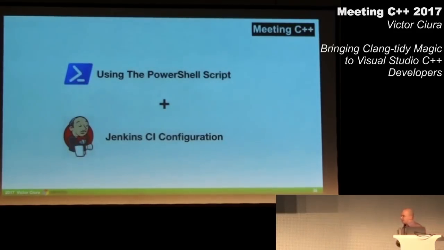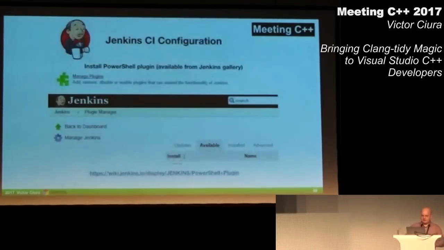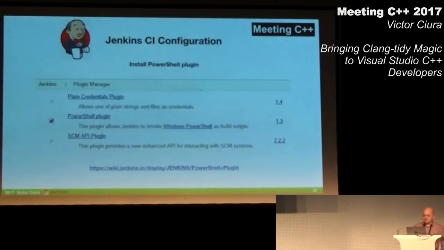We consider the best workflow for this PowerShell script to be continuous integration. I'm going to give you a Jenkins example here because this is what we use, but you can easily use it in some other continuous integration server that you have. For Jenkins, you just need to install the PowerShell plugin. If it's not already on your box, it's available in the Jenkins gallery. That's a standard PowerShell plugin. This is the plugin.